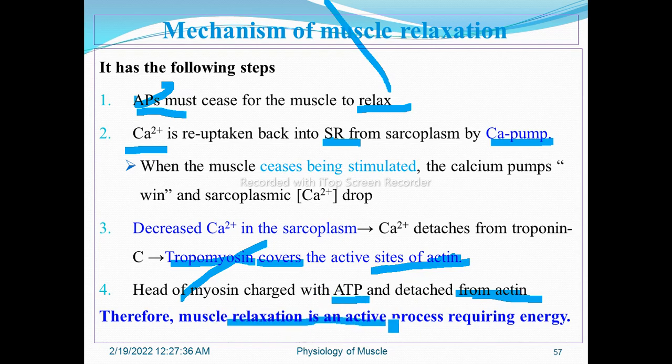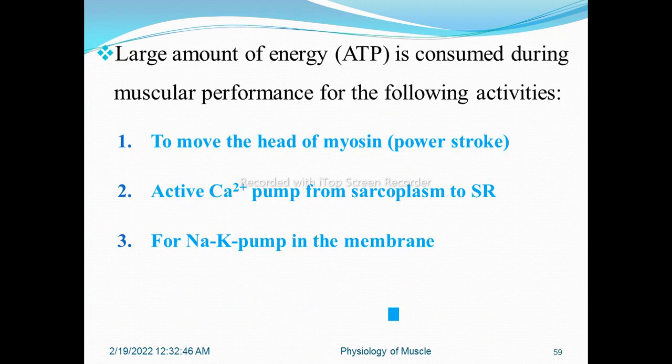Muscle relaxation is an active process, requiring energy. A large amount of energy is consumed during muscular performance. One use is ATP to move the head of myosin, the power stroke. Another is the active calcium pump, to move calcium from the sarcoplasm to the sarcoplasmic reticulum, and the sodium potassium pump in the membrane. For these three things we use ATP or energy.